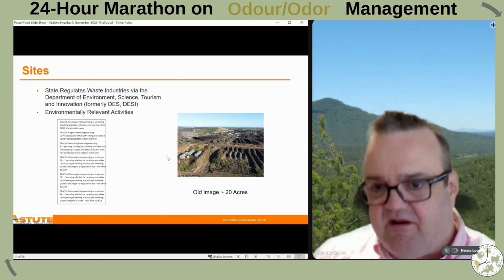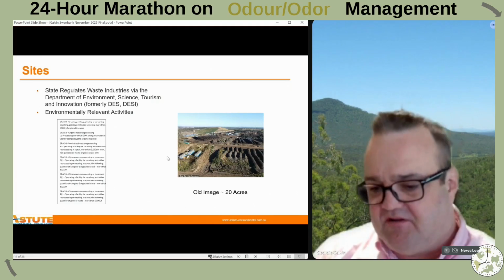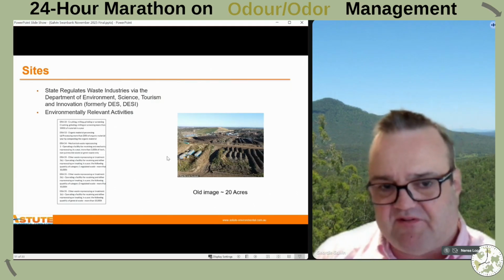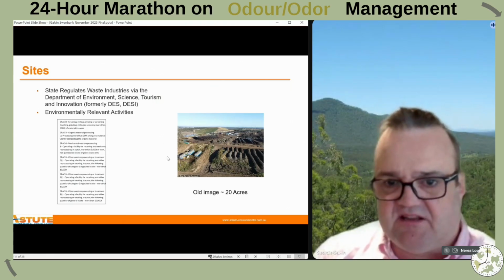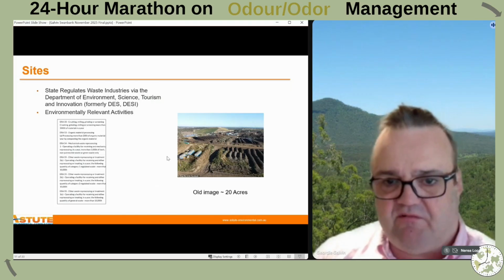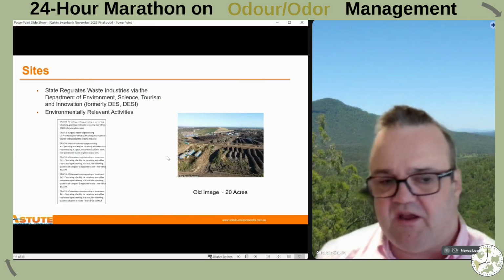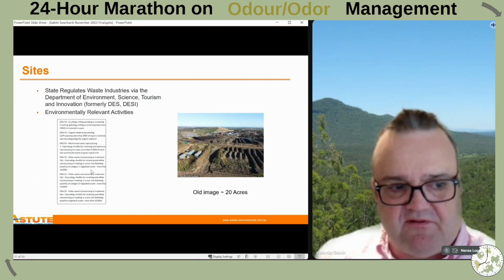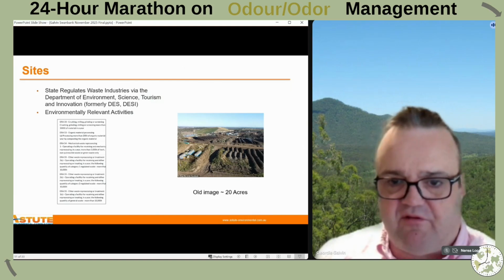When we talk about this area and why there's been complaints, the predominant sources of complaints have been composting and landfilling activities, and that's regulated by our state. So the state government regulates that, and they define them as what's called environmentally relevant activities. And they have a series of numbers and limit what can be performed. And this is an example on the left here of one I took the other night out of an environmental authority.